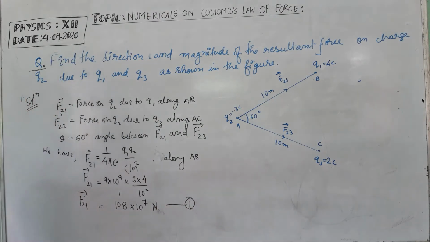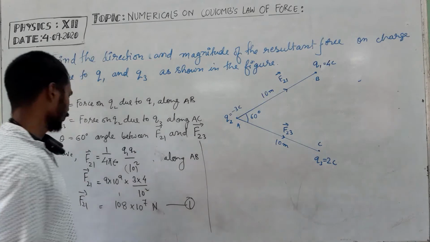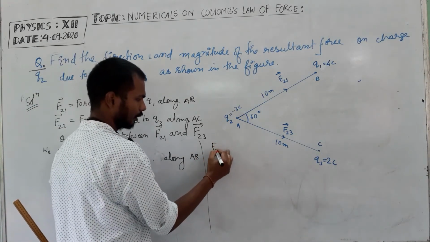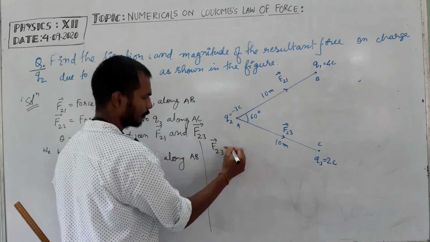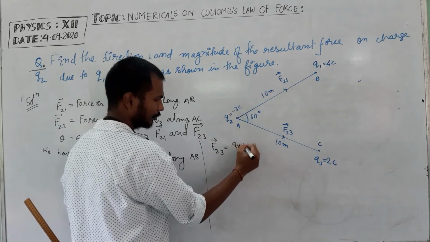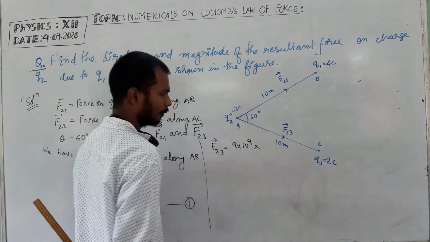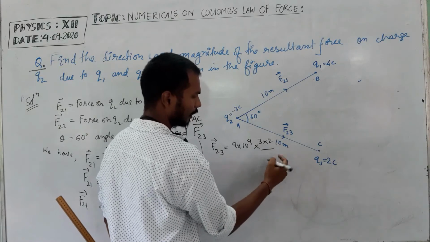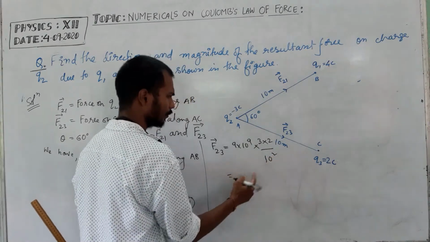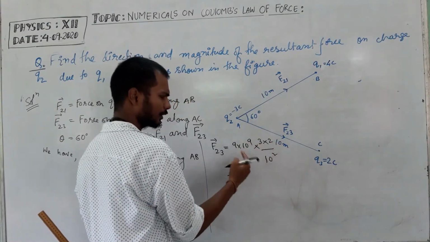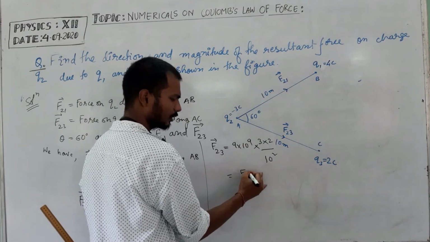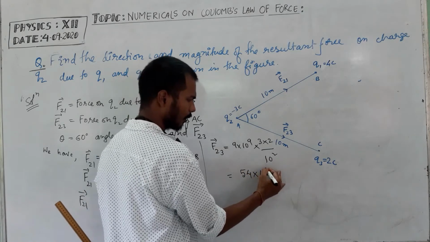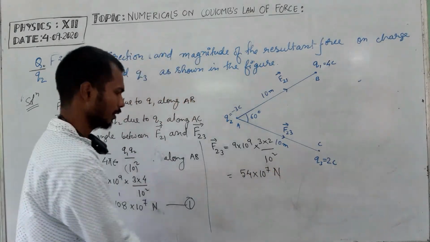F21. Now let's find the value of F23. This is equal to 9 into 10 to the power 9 into, what is the value of Q2? 3 into 2 divided by 10 square. Now 3 times 2 is 6, 6 times 9 is 54. So 54 into 10 to the power 7 Newton. Okay, got it? This is the force F23.